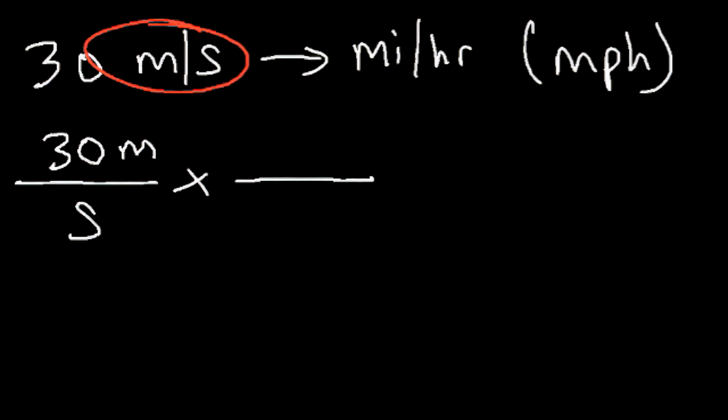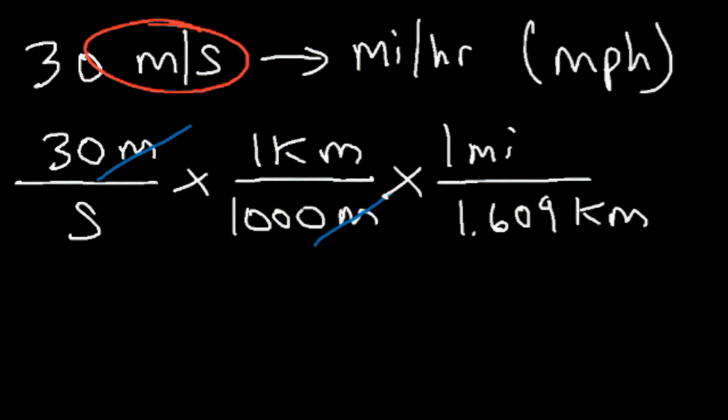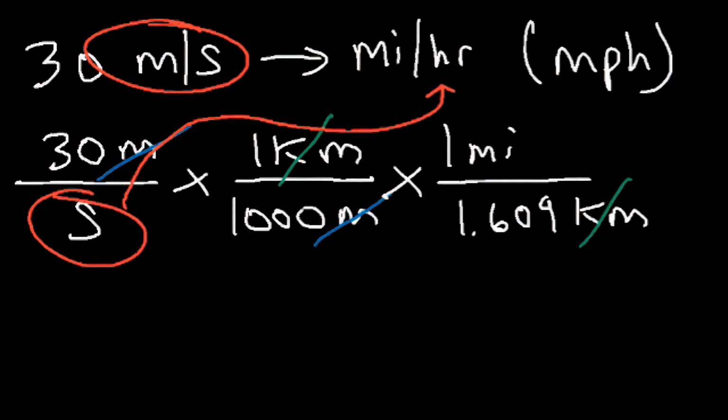So what's the conversion factor for meters and kilometers? There's 1,000 meters for every kilometer. So the unit meters cancel. And we know that between kilometers and miles, 1 mile is equal to 1.609 kilometers. So kilometers cancel. Now that we have the unit miles, we don't need to change that anymore, since that's what we want. What we do need to change is seconds into hours.